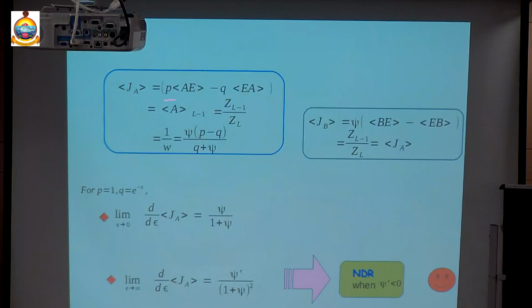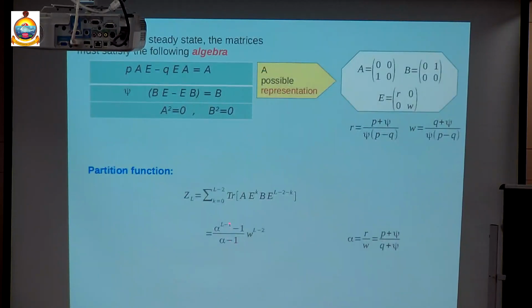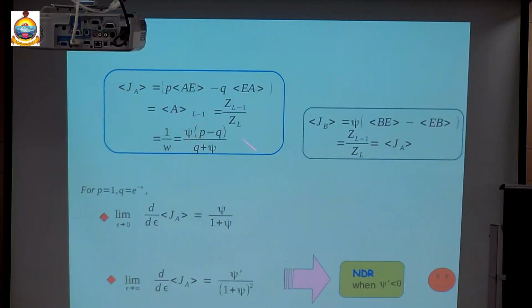So this is just partition function L minus 1 divided by ZL, and this factor will cancel out. This is just 1 by W, because this L minus 1 by L is 1 by W, and this is the current. If you look at the current, this is just psi times P minus Q divided by Q plus psi. That's the answer. Simple way I calculated it.